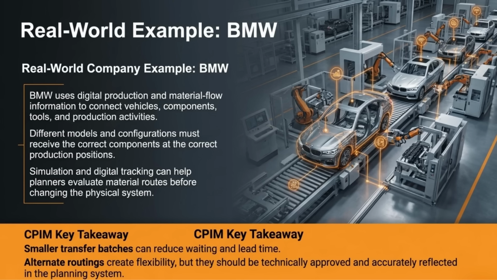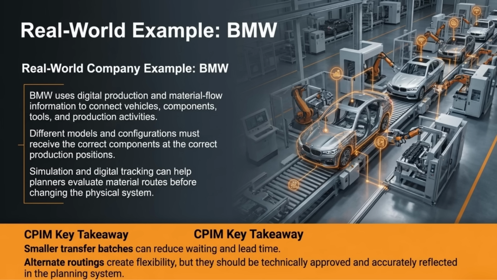Real-world company example: BMW. BMW uses digital production and material flow information to connect vehicles, components, tools, and production activities. Different models and configurations must receive the correct components at the correct production positions. Simulation and digital tracking can help planners evaluate material routes before changing the physical system.